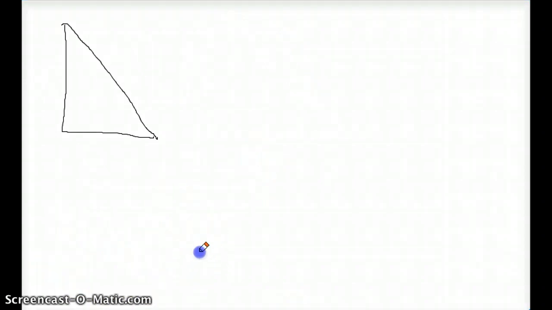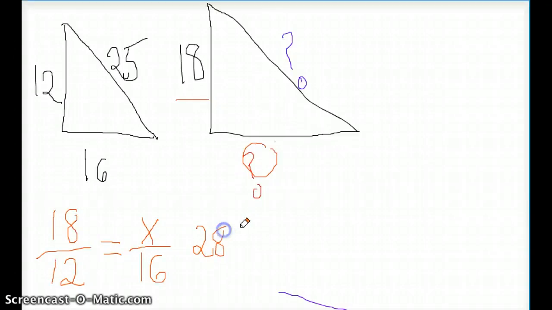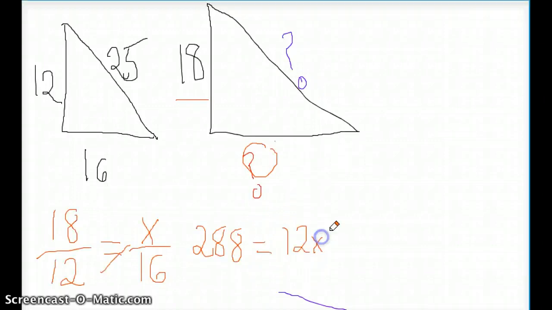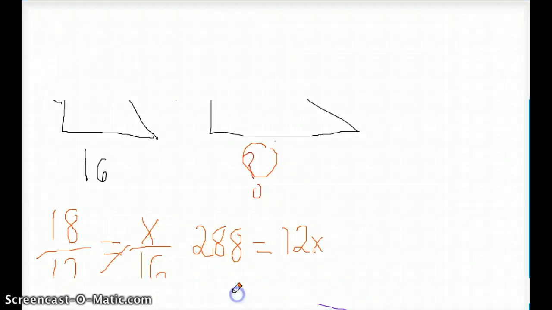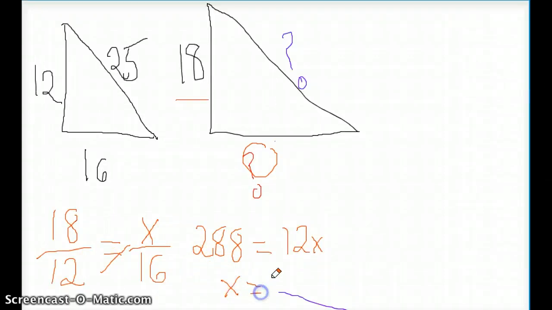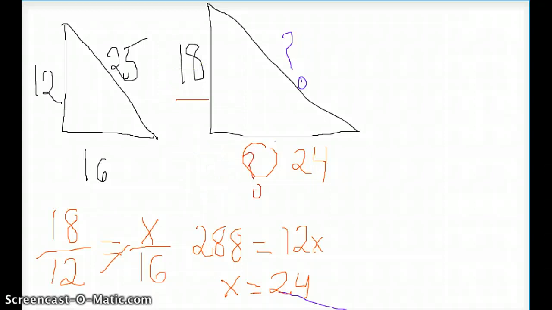18 times 16 is 288. And cross multiplying the other way, 12 times x is 12x. We'll finish out by dividing 288 by 12 to find that the missing side of the triangle is 24. So to keep things in proportion, this bottom side of the triangle must be 24 units long.